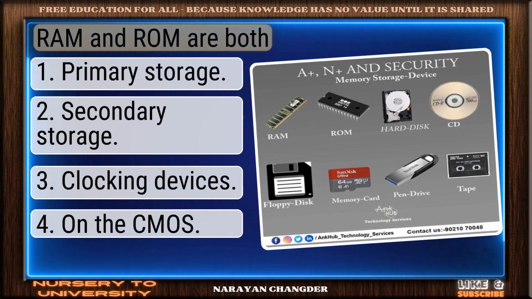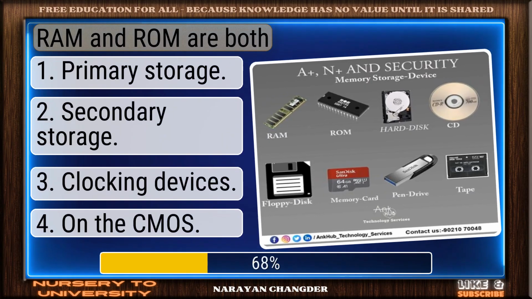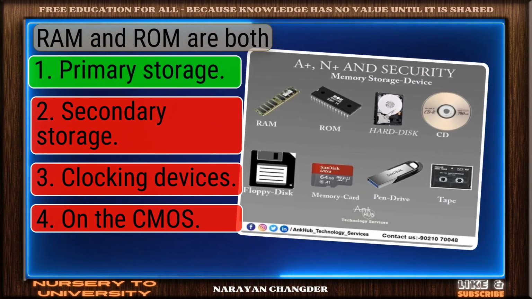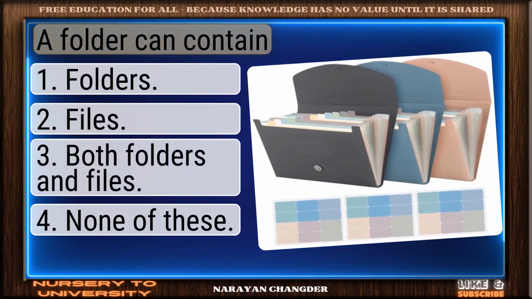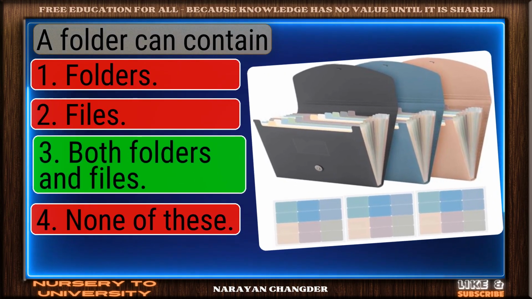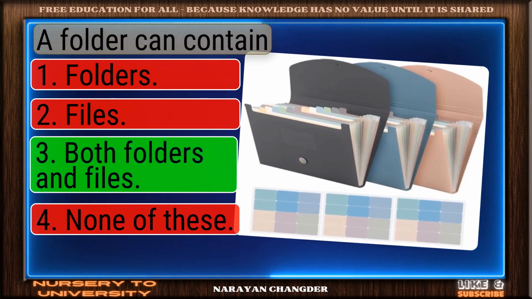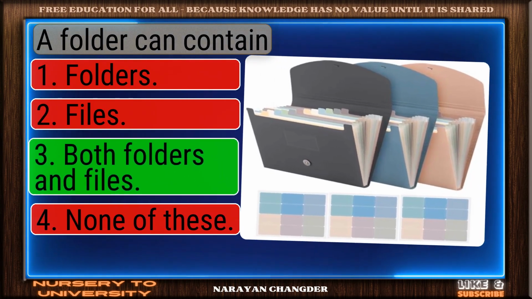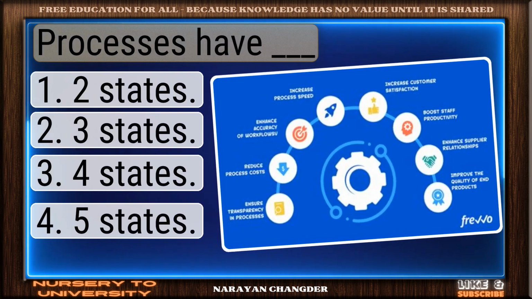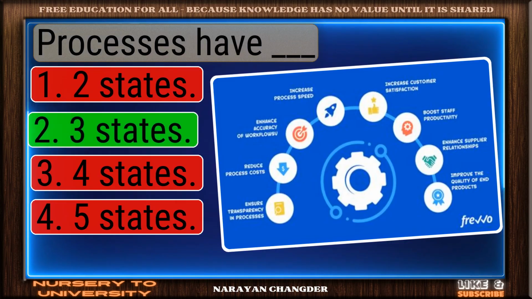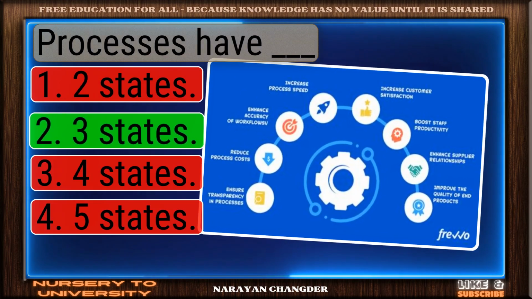RAM and ROM are both... Bravo. Primary storage is the answer. A folder can contain... Clear logic. Your choice, both folders and files, is sound and 100% true. Processors have Dash. Excellent. 3 states is a brilliant choice.